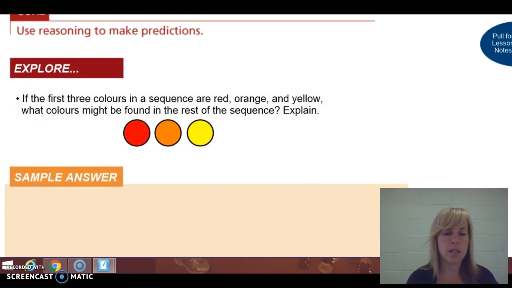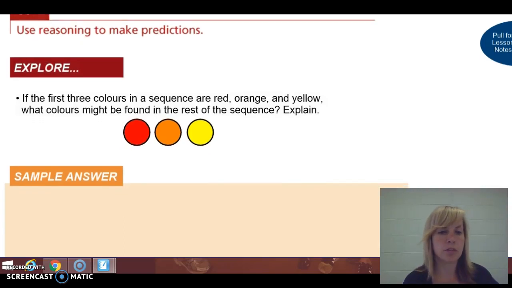Today we're talking about making conjectures. So this is section 1.1. A conjecture is basically a guess, but with evidence to prove it.